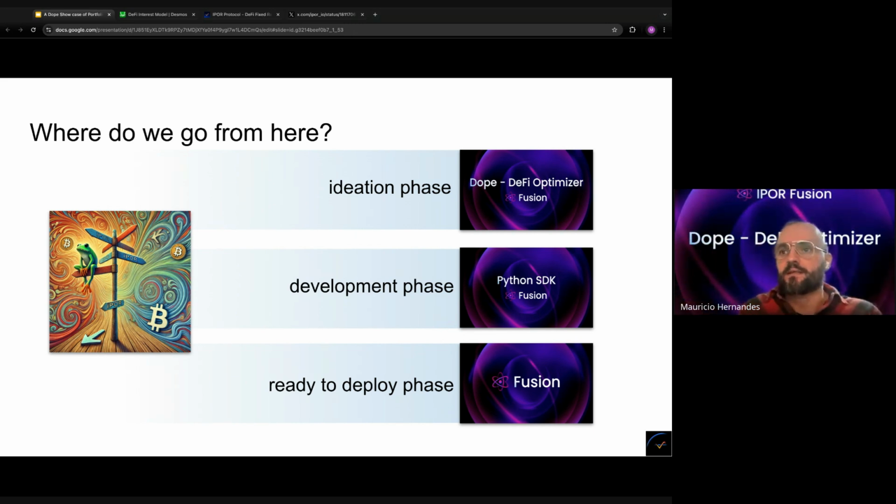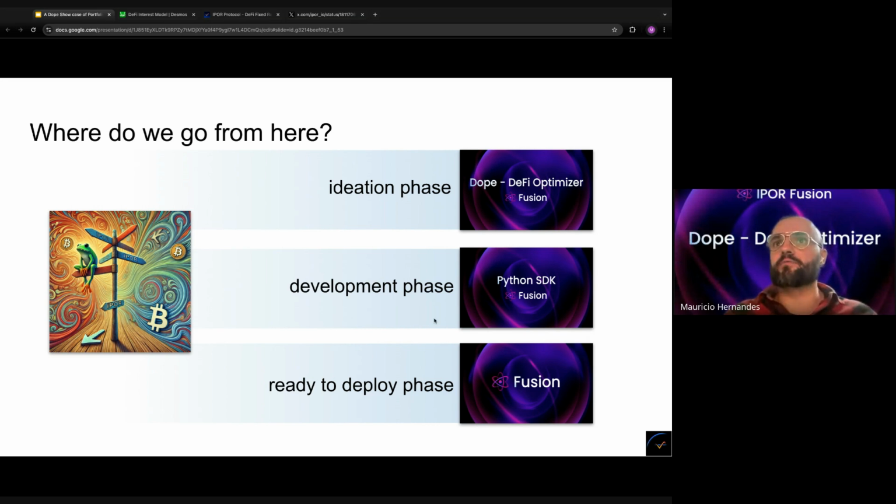We have a backtester we call dope, right? So DeFi Optimizer, here on my background. So you could start there. We have event-based backtesting, optimization, all the plots that I used for this presentation basically from dope. So you guys could go there and start playing with your own ideas and find something.